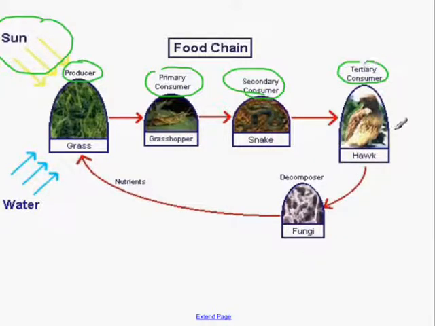Now, why is the hawk called a tertiary? Because if you look at the number of steps it is away from the grass, it would be 1, 2, 3 steps away. So it's a tertiary animal. Now the hawk eventually dies, and its energy is decomposed by fungi, and those nutrients are returned to the grass, and that completes the entire chain here. Now that's a single chain.